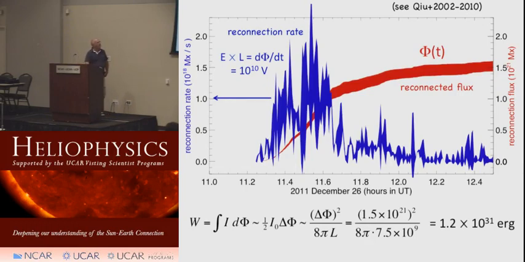The energy of the Boxing Day flare, 1.2 times 10 to the 31 ergs. The minute you can measure that and you can measure the actual size of the flare, you've got the energy that was liberated. This is number 1 on our list.